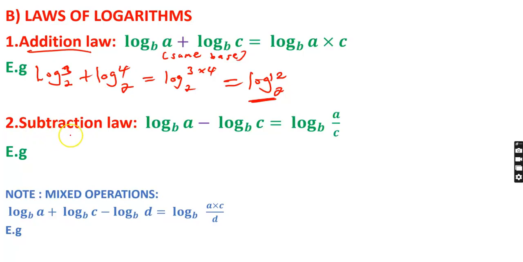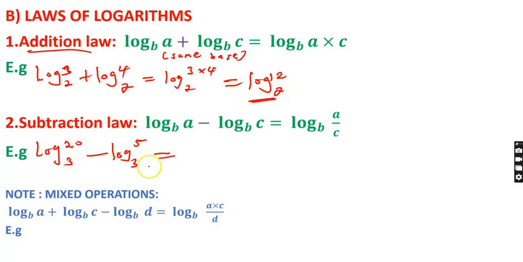The second law, the subtraction law, is almost the same thing, but just change the sign. We have log a base b minus log c base b. The other time I had times here, so this one will give me a quotient. I have division here. That will give me log a over c base b. This is called the subtraction law, or some books call it the quotient law. Let me give you an example. If I have log 20 base 3 minus log 5 base 3.